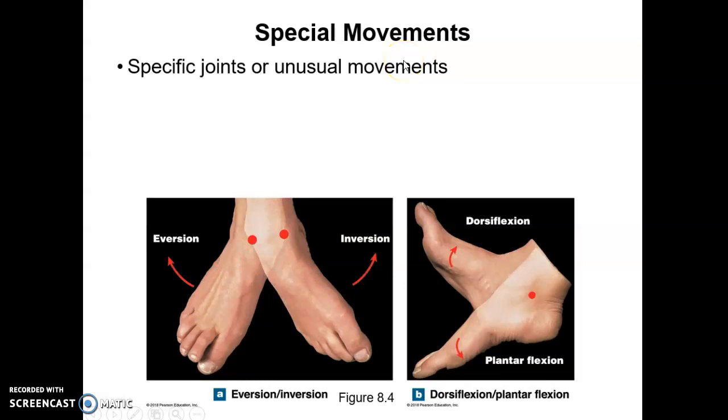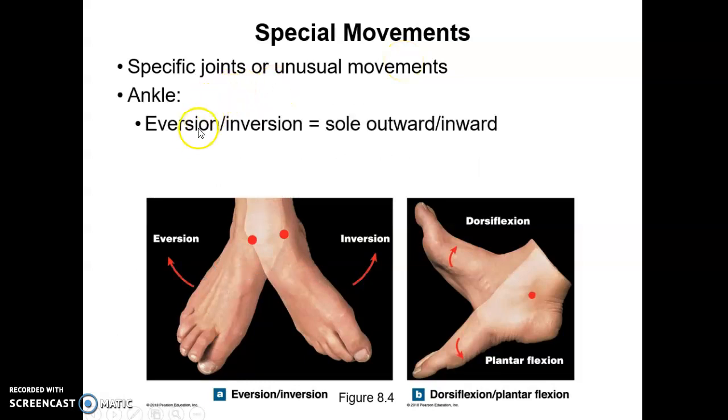At the ankle, eversion and inversion. With eversion, the sole of the foot points outwards. With inversion, inwards. So if you were to say trip and twist your ankle, which is most likely? You're going to most likely do inversion of that particular ankle.